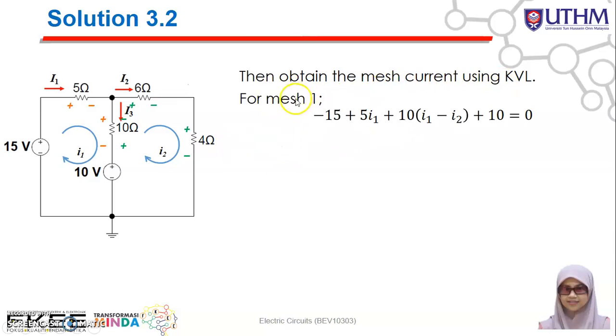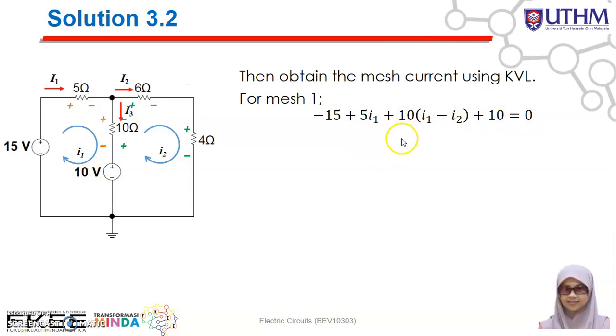So we go to the first mesh, where from this point you see the negative polarity first. So here you have negative 15, plus the voltage across the 5 ohm, which is 5 multiplied with I1, and then plus the voltage across the 10 ohm. The current flowing through the 10 ohm is equal to I1 minus I2, remember, so that's 10 multiplied with (I1 minus I2). And then you see another supply here, plus 10 volt.